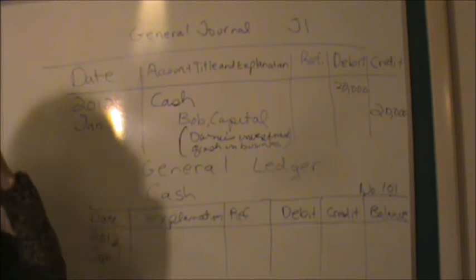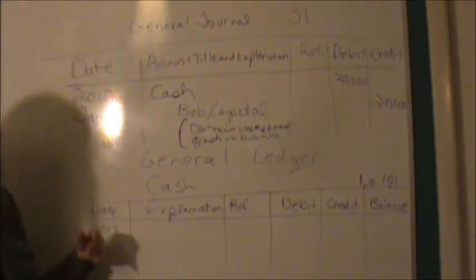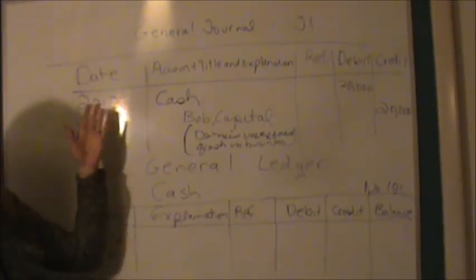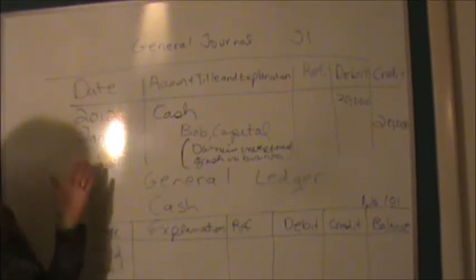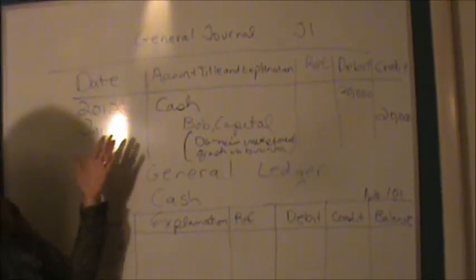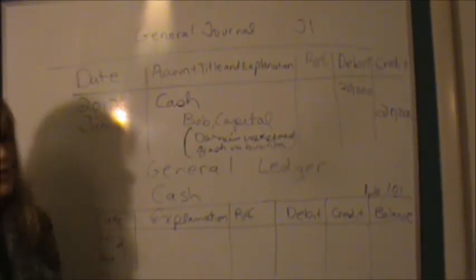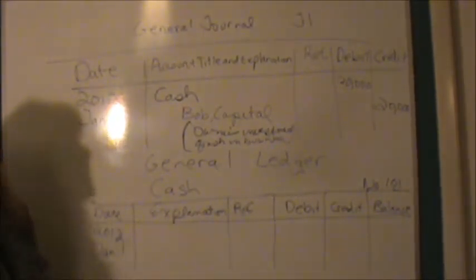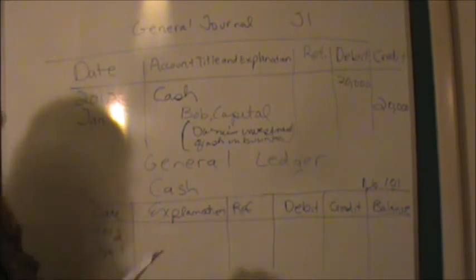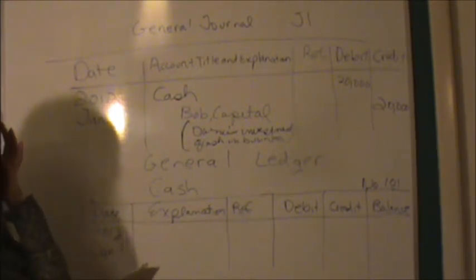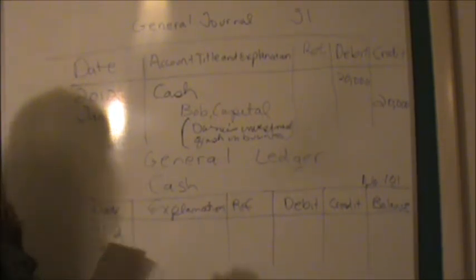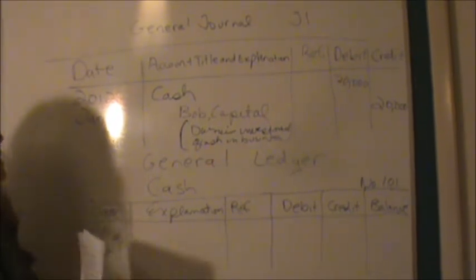Okay, for the general, I just wanted to give you an idea of how the general journal and the general ledger are going to look and how we are going to actually post from the general journal to the general ledger. So if you look at the practice problem I gave you, we're going to just look at the first transaction, which is Bob begins a computer service business with a cash investment of $20,000.